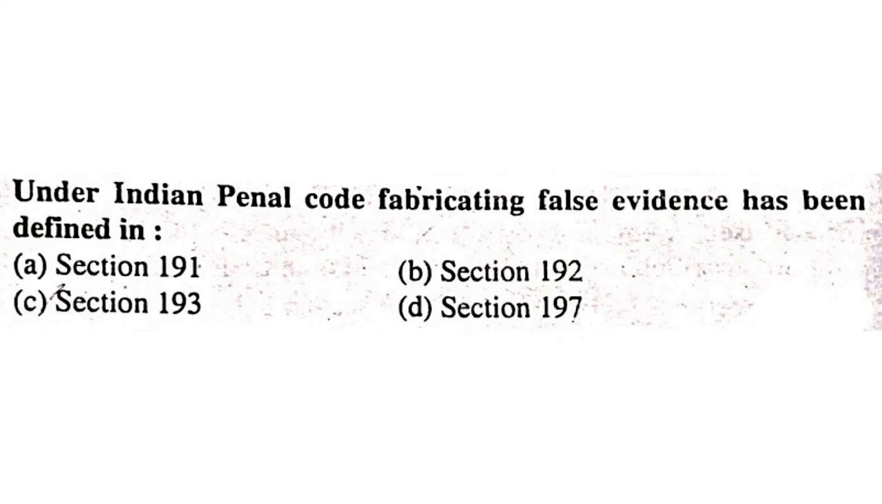Under the Indian Penal Code, fabricating false evidence has been defined in section 191, section 193, section 192, or section 197. It is section 192. Section 193 talks about punishment for false evidence. Section 191 is defining false evidence. Section 192 is fabricating false evidence, and section 197 is issuing or signing false certificate.